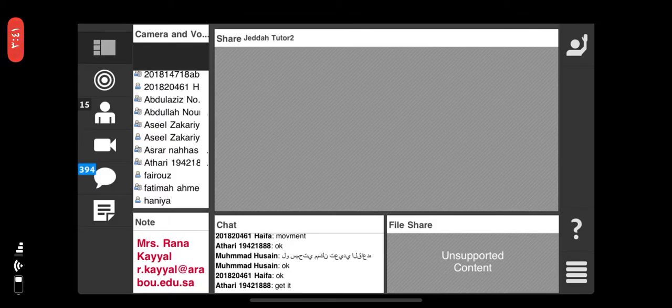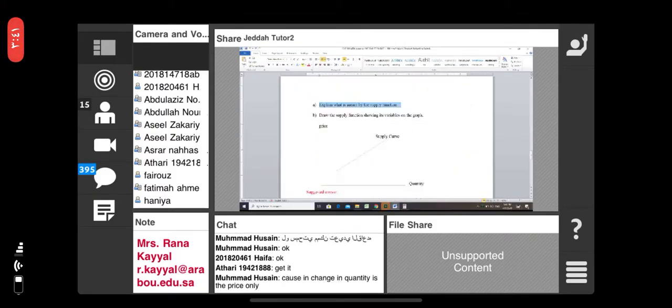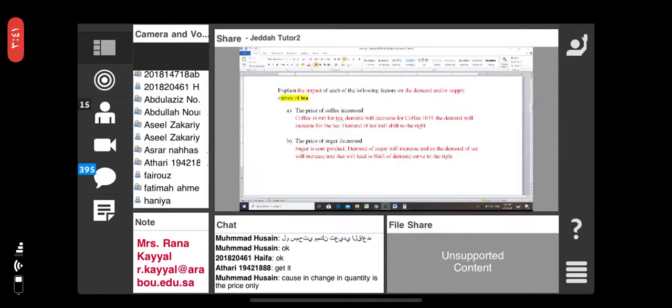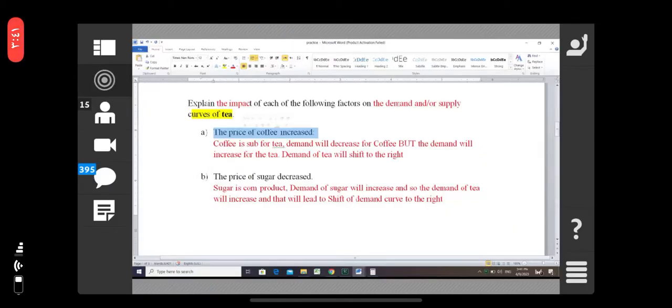Okay, so let's go back to our practice. So that's what they mean. Number one, we said the price of the coffee. I'm not saying the price of the tea; if it were the price of the tea, I wouldn't have a shift. The price of the coffee increases. It's my substitute product. So people will shift from coffee to tea, so demand for tea will increase and shift to the right. The same for the sugar.